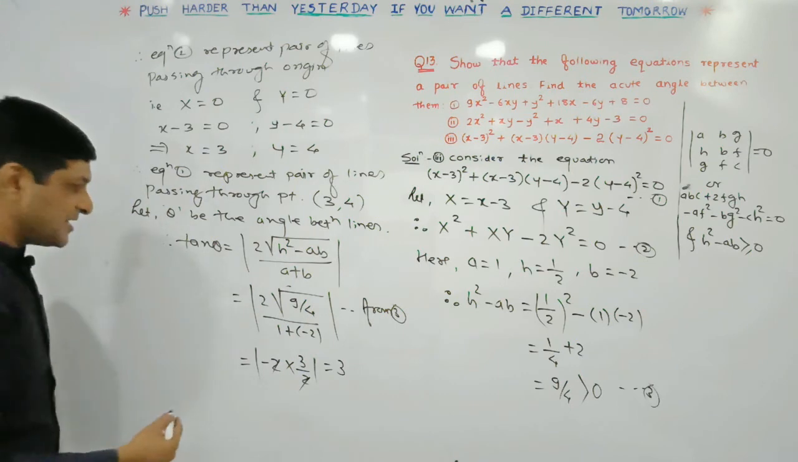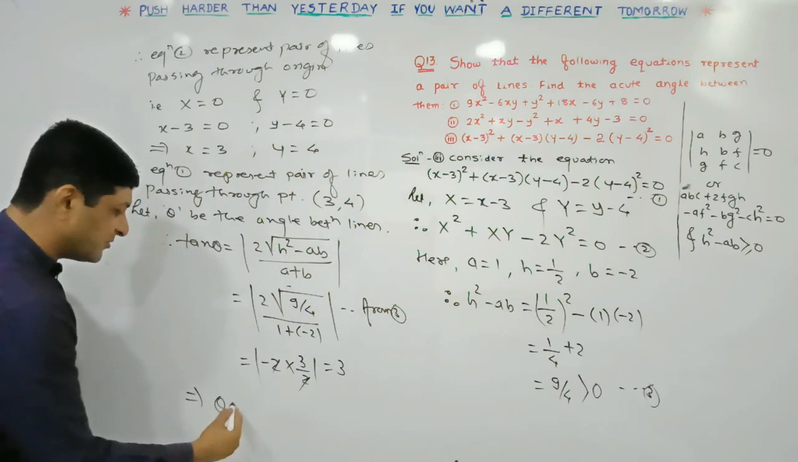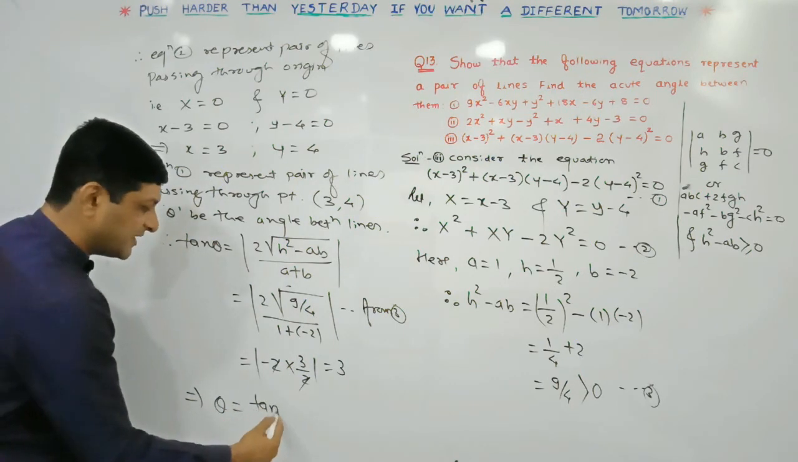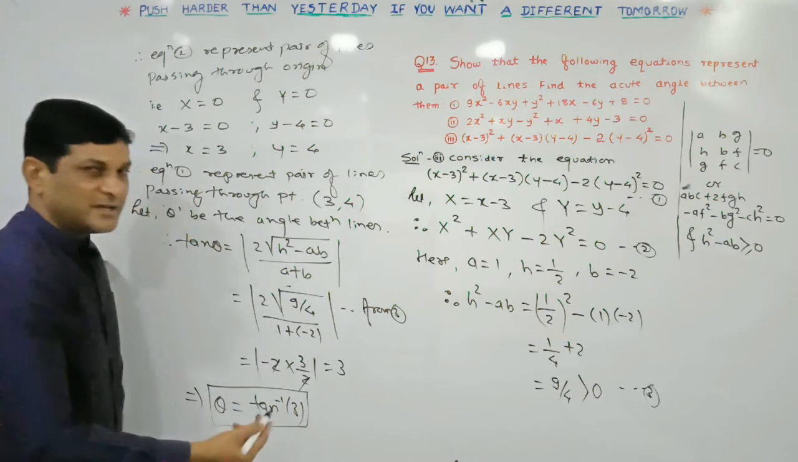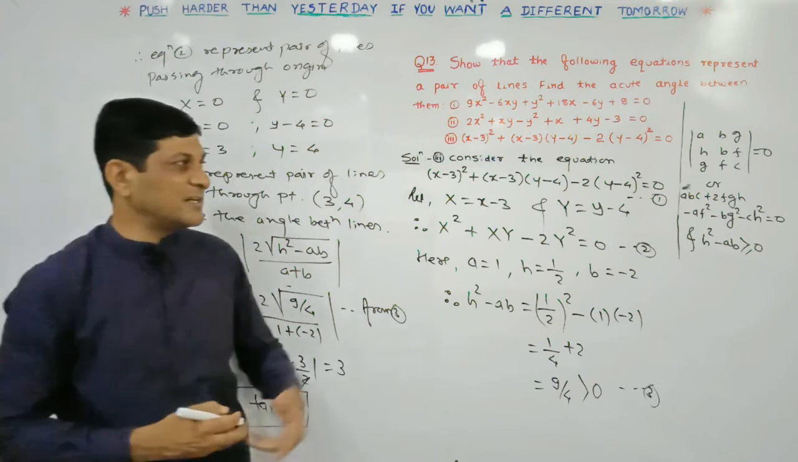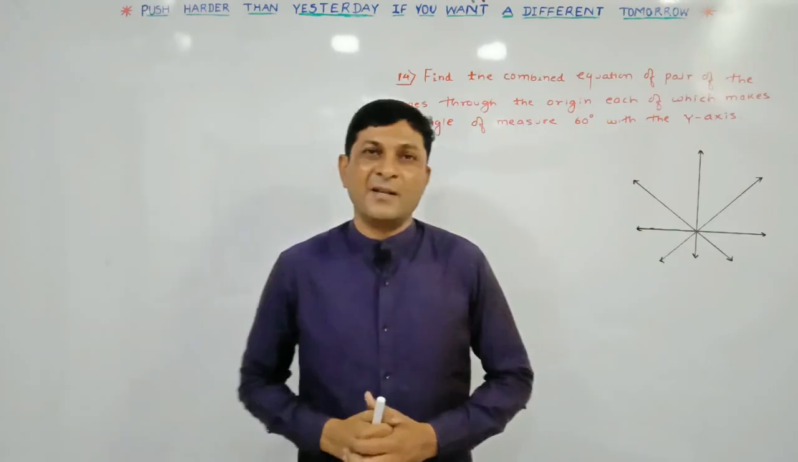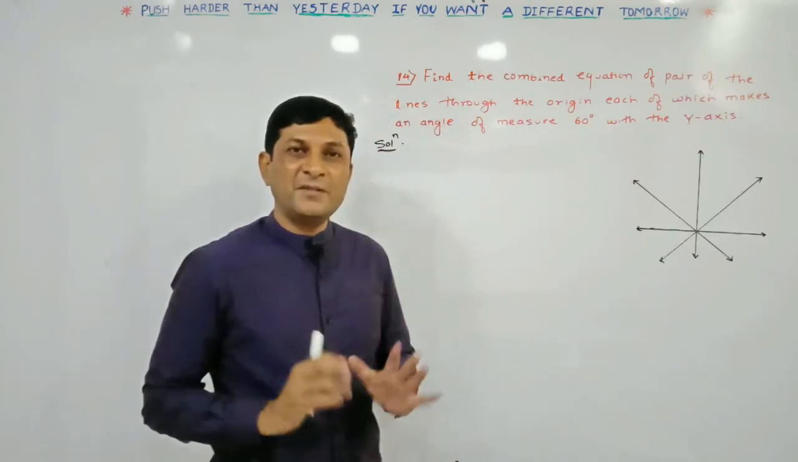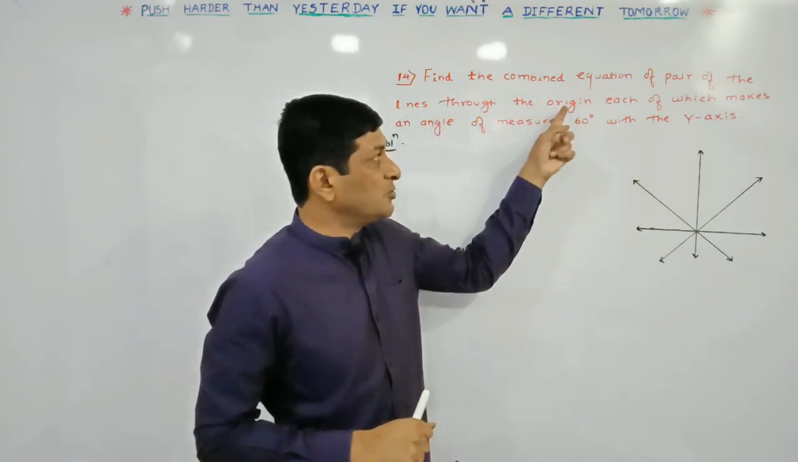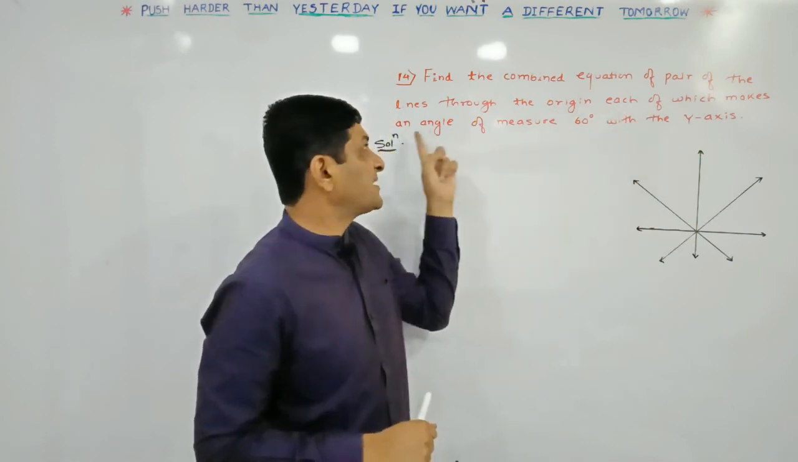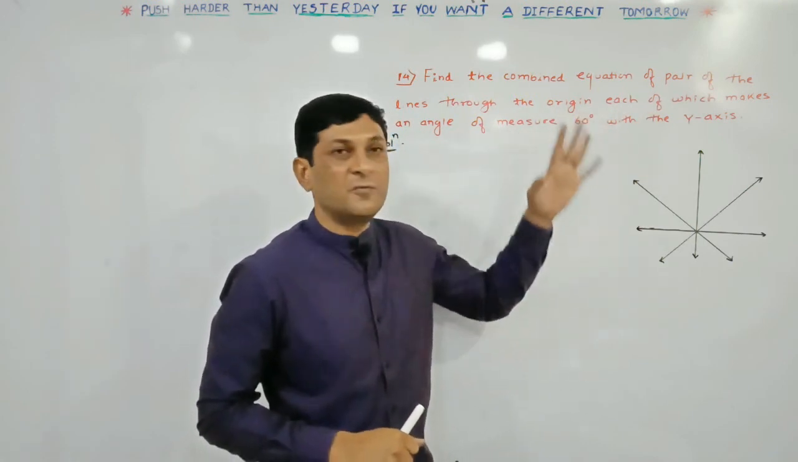If we take tan inverse on both sides, on this side we will get theta and on this side we will get tan inverse of 3. In this way we have got the value of theta. Theta means the angle between the lines represented by this equation. Now see example number 14. In this example we have to find the combined equation of the pair of lines passing through the origin, each of which makes an angle of 60 degrees with the y-axis.